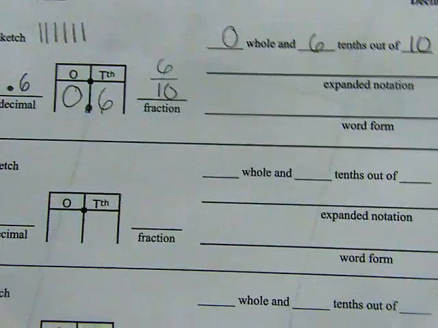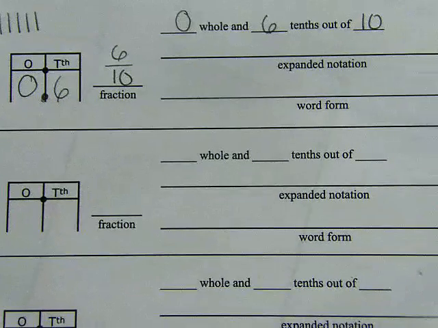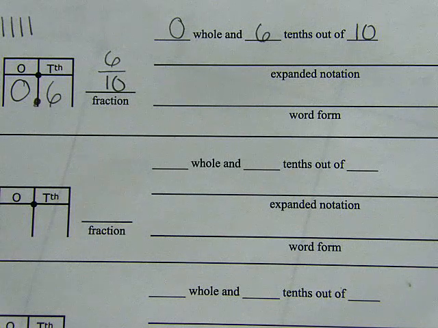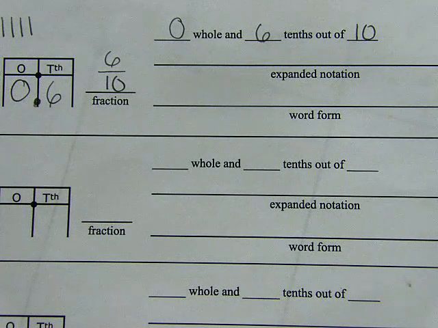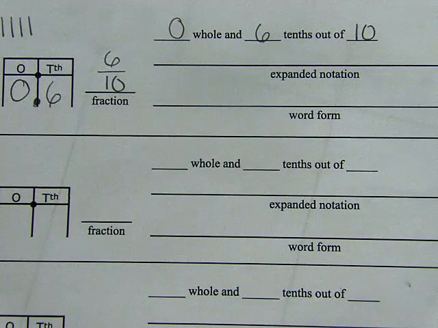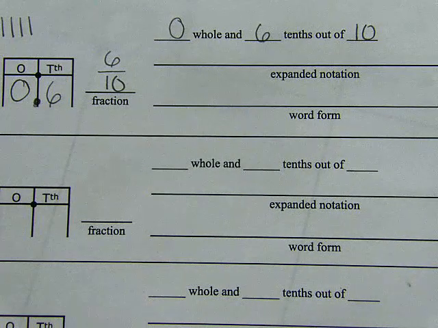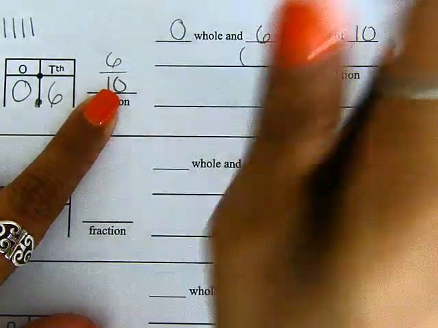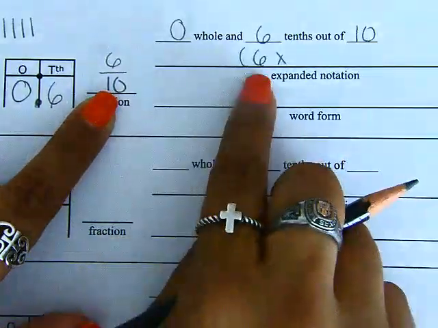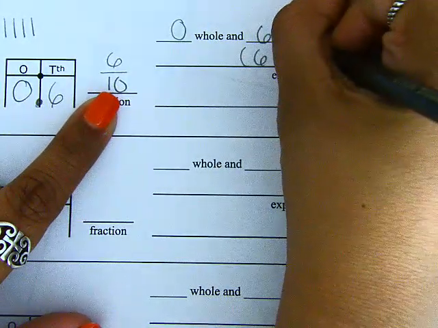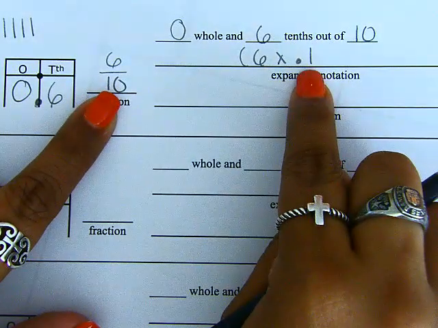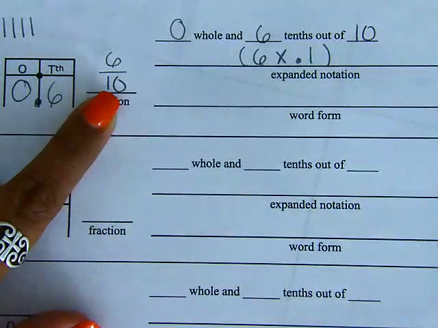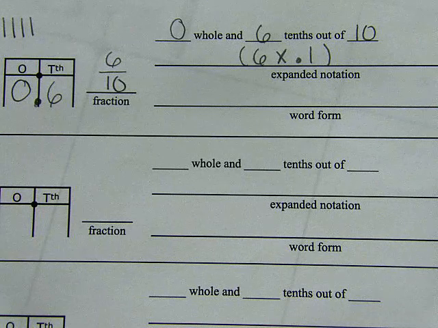6 tenths out of 10. Now we're going to write this in expanded notation, and I know that this is where we're going to get a little bit stuck, but we've all gone through expanded notation before, right? So now let's try it using our decimals. Here, the way we would write our expanded notation is: we have 6 groups of 1 tenth. So right here we would put our decimal and our 1, because remember we're separating that. 6 groups of 1 tenth, and that is how we would write our expanded notation.